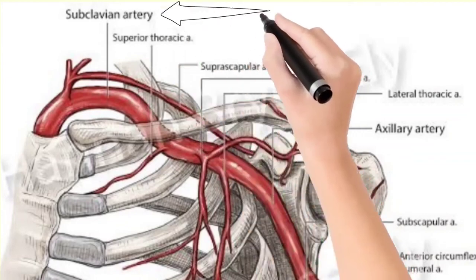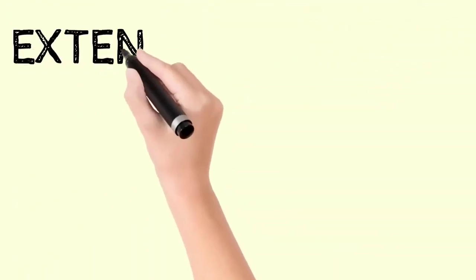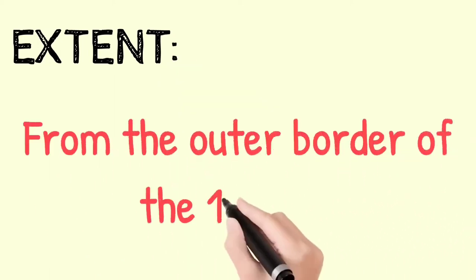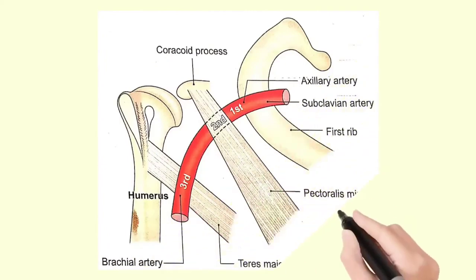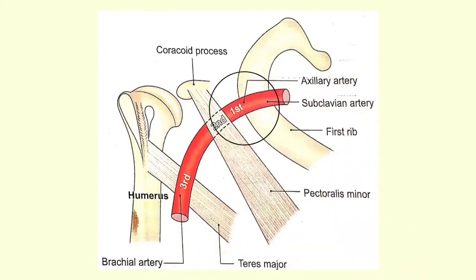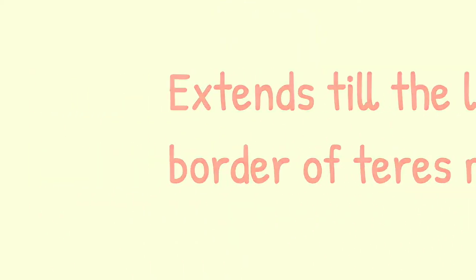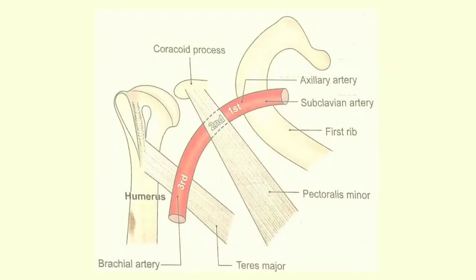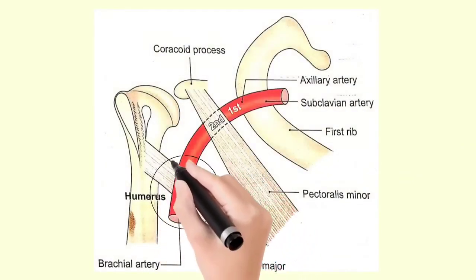The axillary artery starts from the lower border of the first rib, extending from the outer border of the first rib. So in this picture, from the outer border it is called the axillary artery; before it, it is the subclavian artery. Then it extends till the lower border of teres major. Below the teres major it continues as the brachial artery.